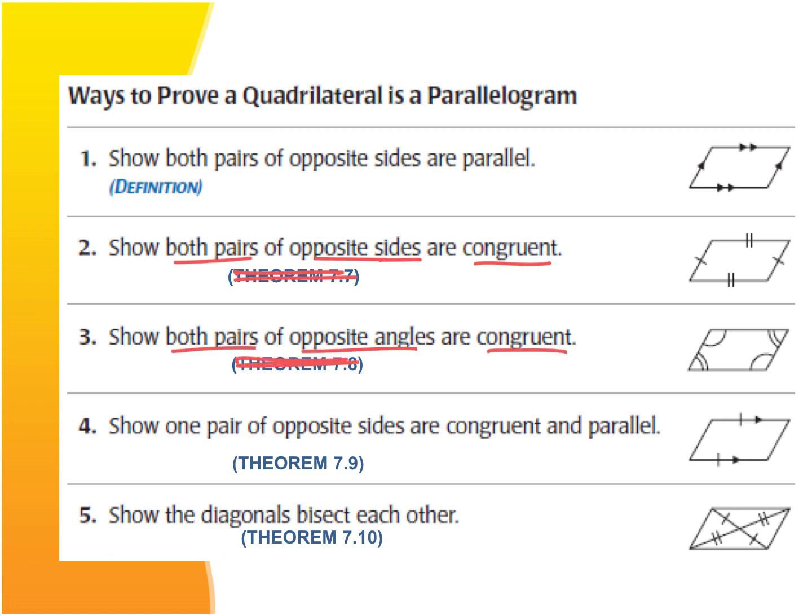Again, don't worry about the number. Again, this is just a summary. One pair of opposite sides are congruent and parallel. Okay? And then the diagonals bisect each other.